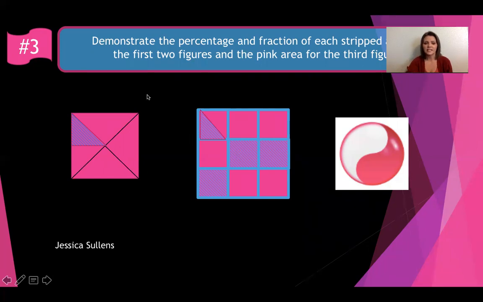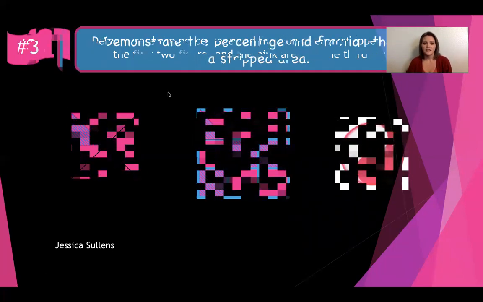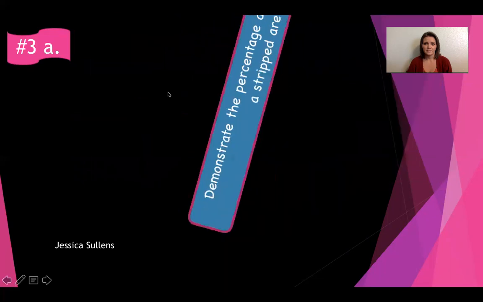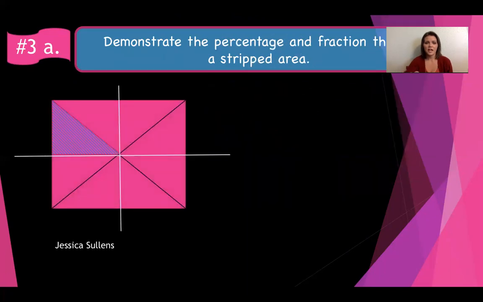First, we're going to start with this square right here. So let's go over here, we're going to talk about the percentage and fraction that is a striped area. We had four areas at first, but we only had half of this shaded over here. So what I did is added these white lines, and we are making it a larger area.